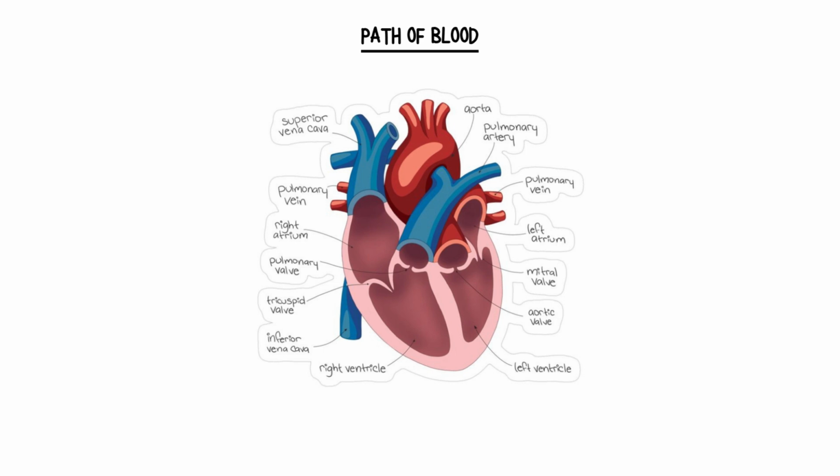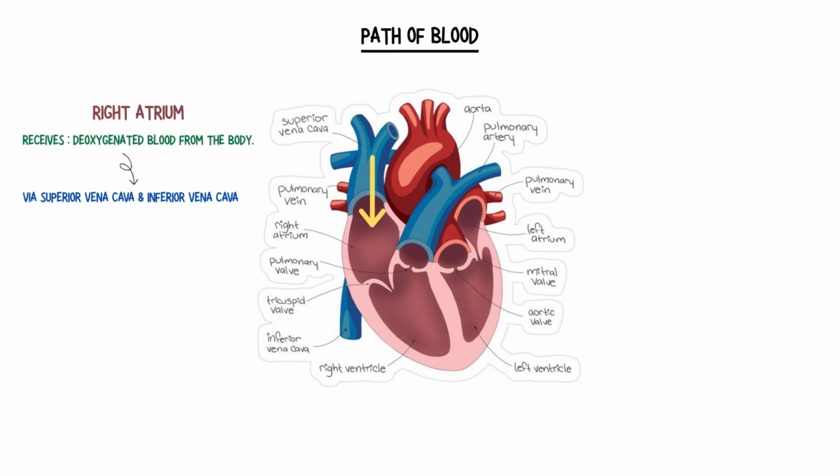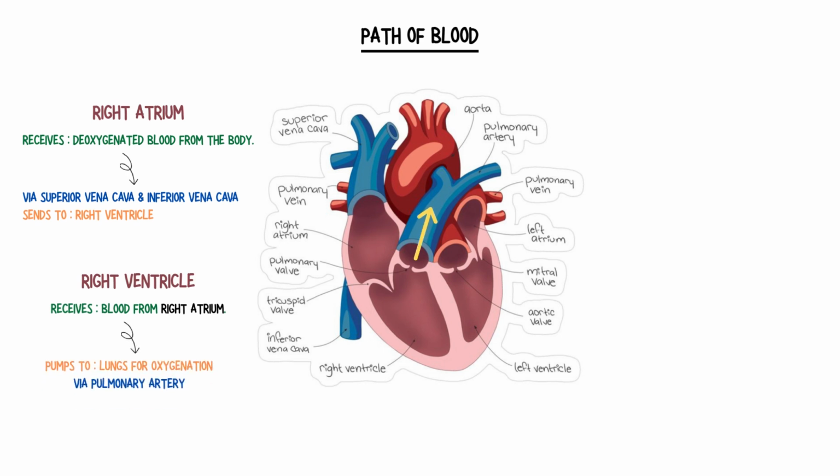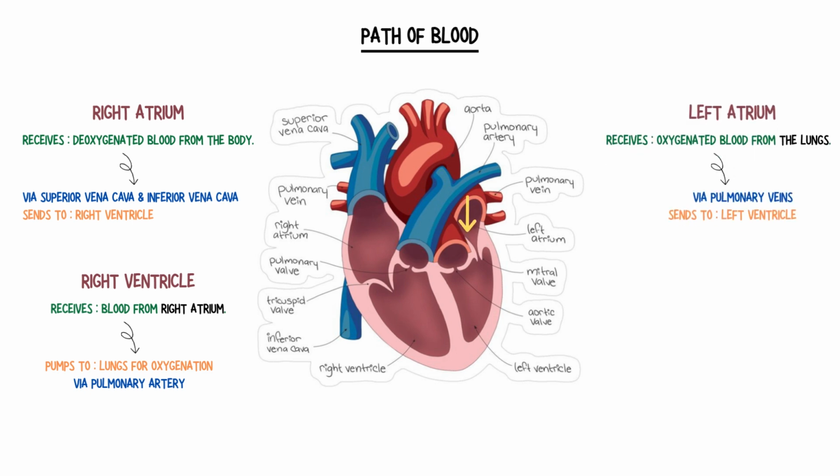Let's follow the path of blood as it moves through the 4 chambers of the heart. It all starts in the right atrium, which receives deoxygenated blood from the body through the superior and inferior vena cava. This blood then flows down into the right ventricle. The right ventricle pumps it to the lungs through the pulmonary artery, where it picks up oxygen. Now, oxygen-rich blood comes back from the lungs into the left atrium, through the pulmonary veins. From the left atrium, it flows down into the left ventricle. The left ventricle, the strongest chamber, then pumps the oxygenated blood to the entire body through the aorta.